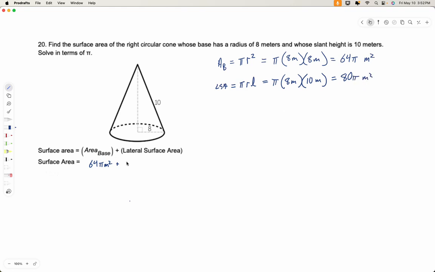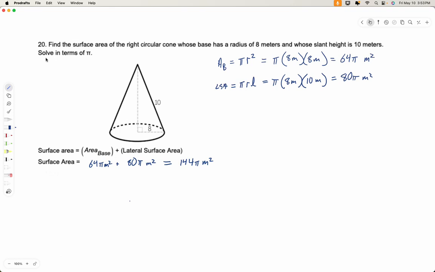So now we just have to put that in. 80 pi meters squared. We just add these two together. 64 plus 80 is 144 times pi meters squared. Done. That's your final answer.